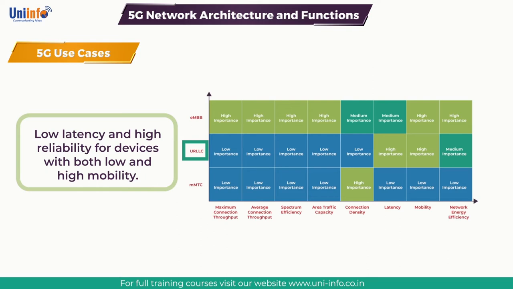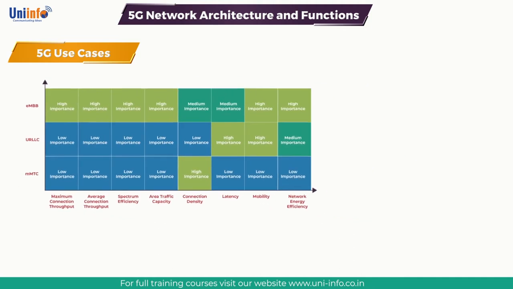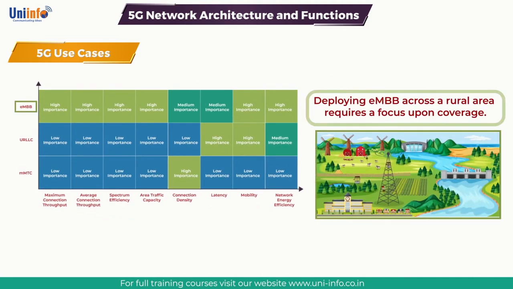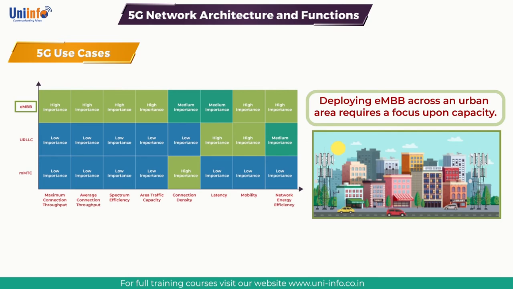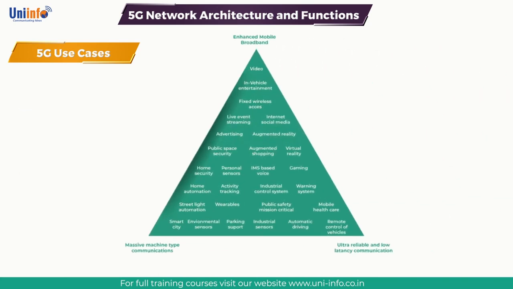Requirements also vary within a specific use case category. For example, deploying eMBB across a rural area requires a focus upon coverage, whereas deploying eMBB across an urban area requires a focus upon capacity. Each use case category includes many individual applications. Examples of these applications are shown in the second figure.